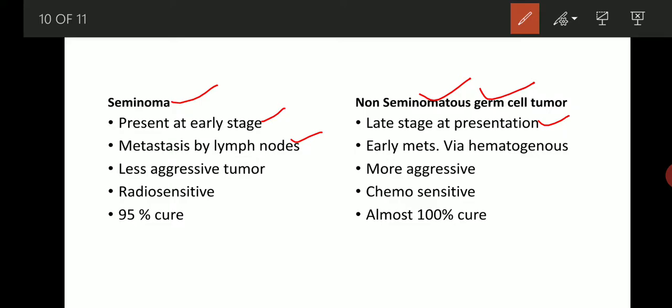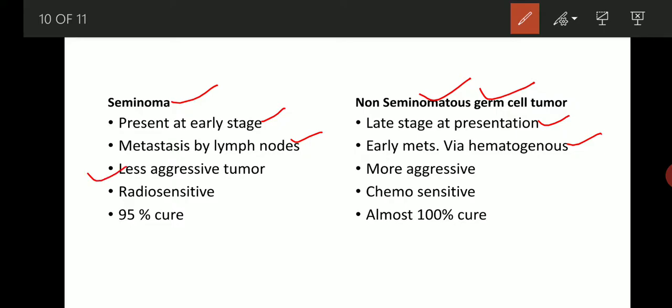lymph node metastasis usually occurs when there is a tumor in the skin of the scrotum, but testicular tumors pass through the lymphatics and move to the retroperitoneal, para-aortic and mediastinal lymph nodes, through which they can go to supraclavicular lymph nodes. Whereas non-seminomatous germ cell tumors have early metastasis and move through the hematogenous route. That means they can go to lungs, liver and other organs of the body.